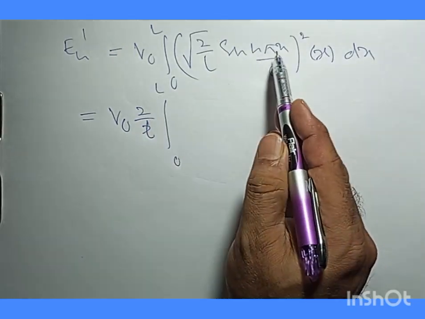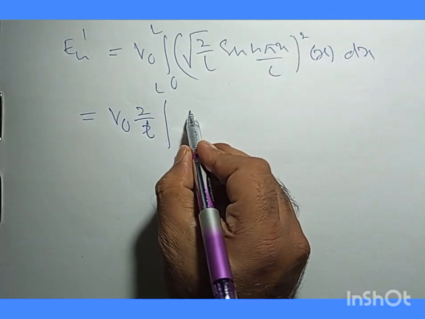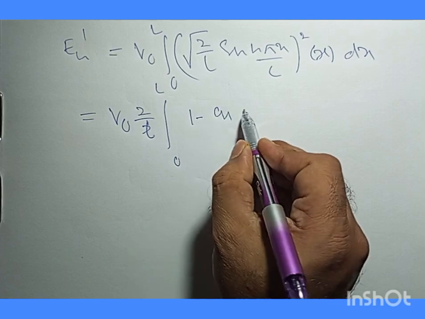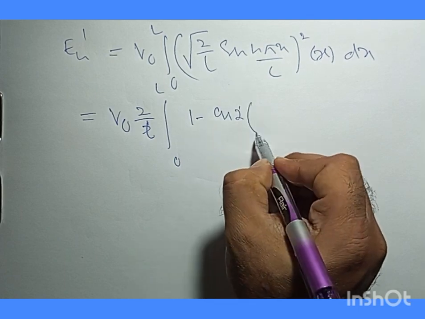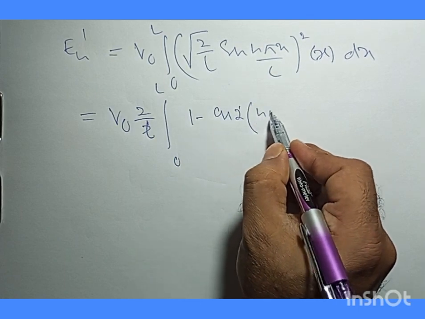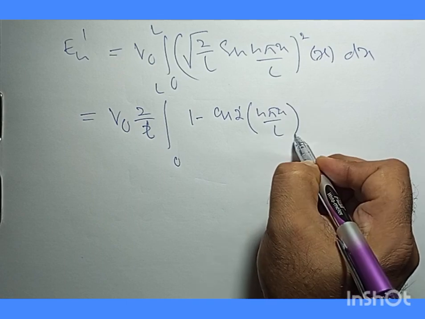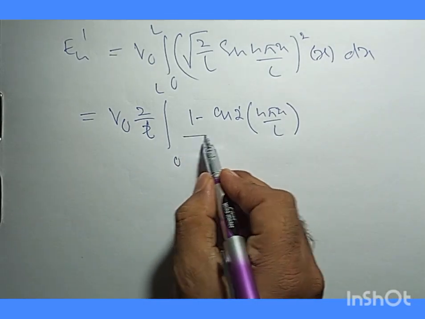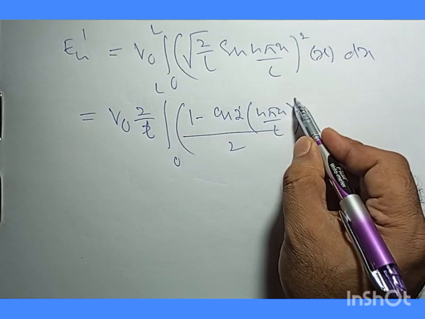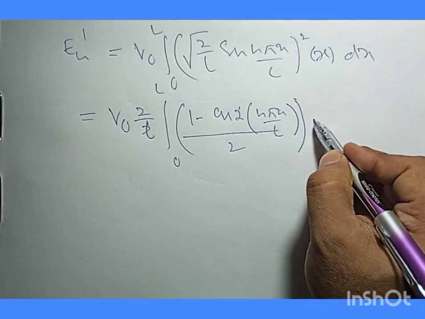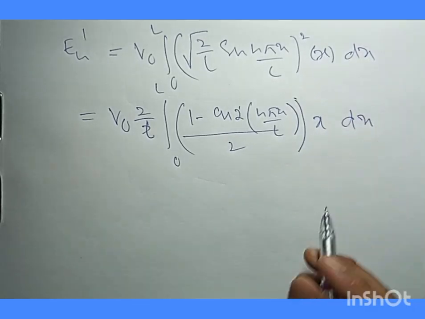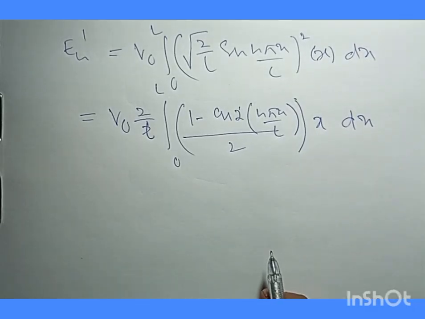This is sine square of theta, and for that I can write (1 minus cos 2 theta), that is, cos of n pi x by L, this whole divided by 2, and then you have x, and then you have dx. This is how we will go from here.